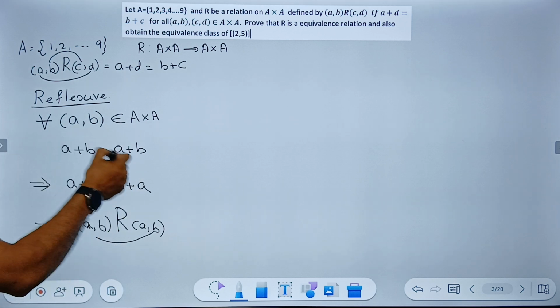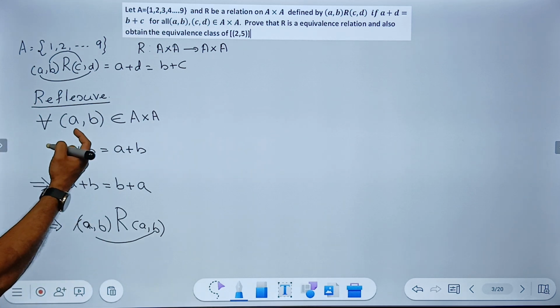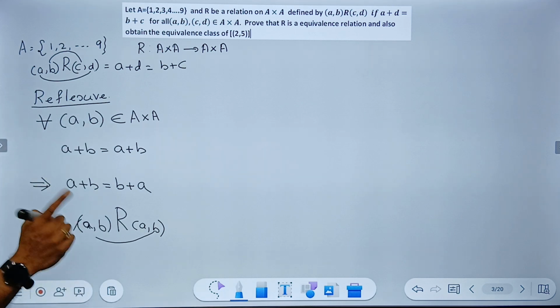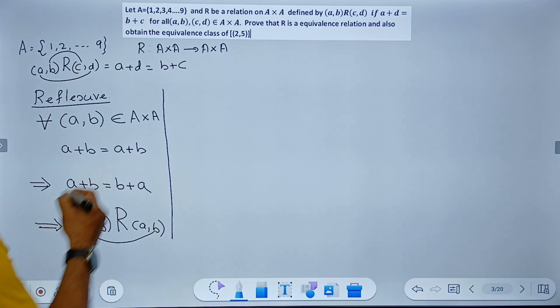So you are pretending as if you are going from top to bottom, but actually I went in reverse. How do I know I have to start with A plus B equal to A plus B? That is why I went backwards. You can even go this way, it's not a problem. That finishes reflexive. Now what is symmetric?